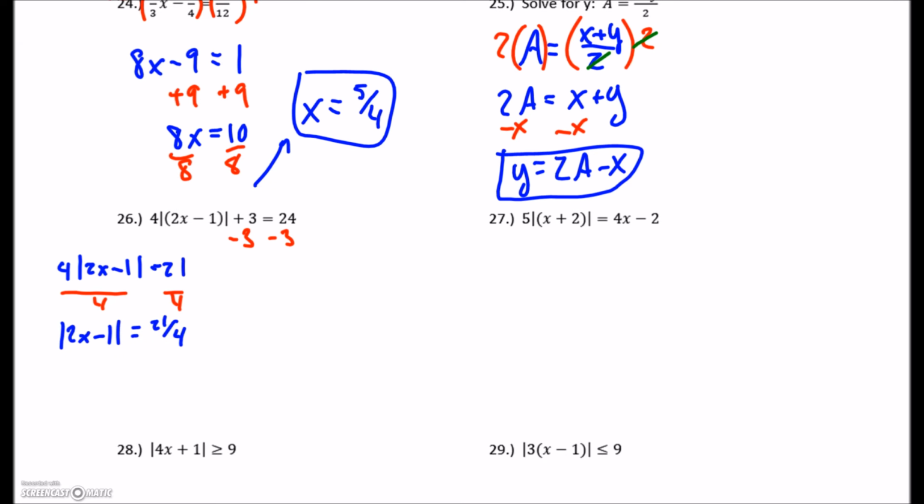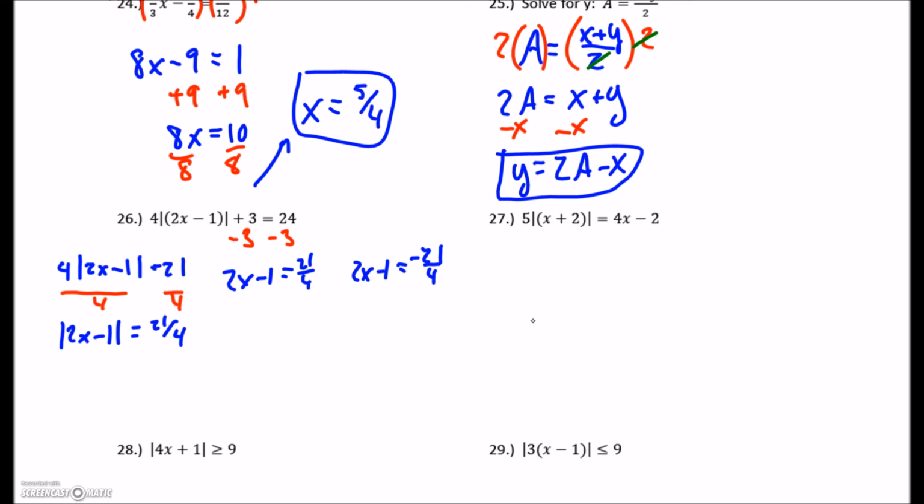So now I'm going to split this into 2 equations. The first equation is going to be 2x minus 1 equals 21/4. And the second equation is going to be 2x minus 1 equals negative 21/4. And now I have to solve each of these.